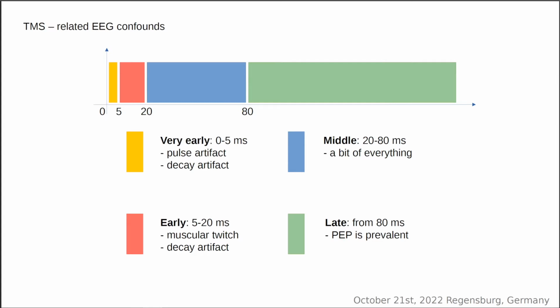Then we have, between 20 and 80 milliseconds, a bit of a mixture of everything. And the late ones are usually the PEP, peripheral evoked potentials, which are prevalent, because here we have the auditory response, which is huge.